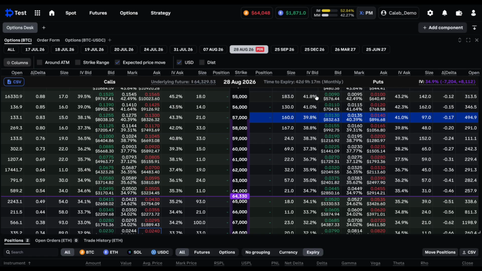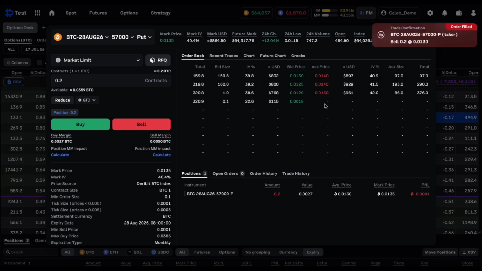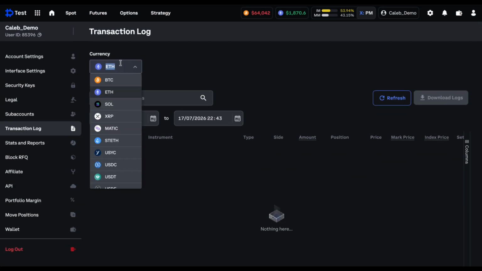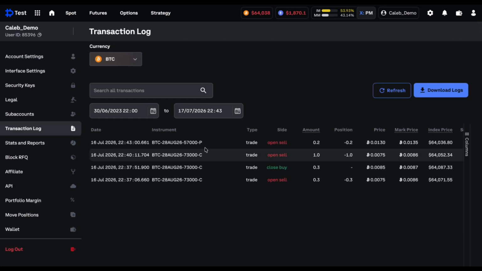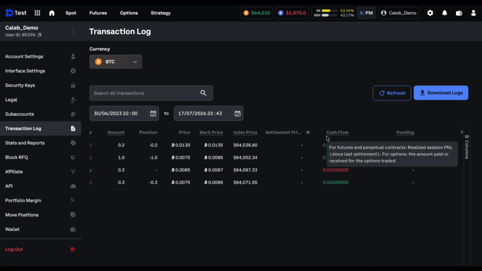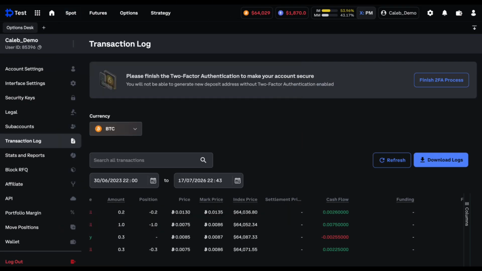So this is a put. If I sell 1, I'm going to receive this amount, but I don't want to sell 1 because it's going to be a little bit too heavy on the account. So I'm just going to sell, let's say 0.2. Sell. Okay, so I sold 0.2 and I received additional money into the account. If I go to the transaction log, you will see on BTC I sold a put, and I received another green amount of cash flow. So that's how much I've received into the account. That's the beautiful thing about selling puts and selling calls.